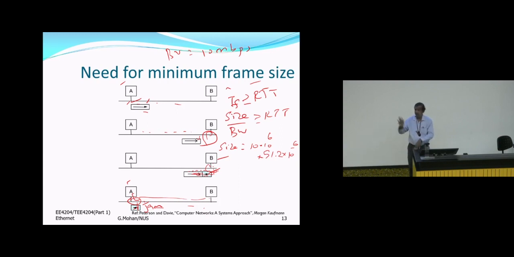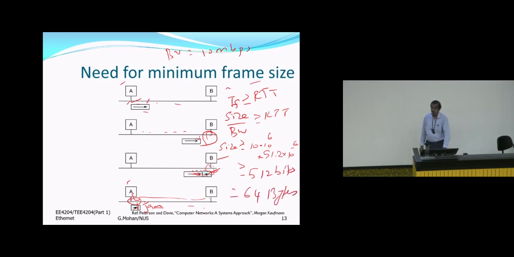It can never exceed 51.2. It may be smaller, actually much smaller than 51.2, but to be on the safe side, 51.2 is set as the upper bound. Okay, so size should be like this. That means size should be 512 bits. That is 64 bytes. That's why the 64 byte size limitation is there. If it transmits at least 64 bytes, this situation will not come.